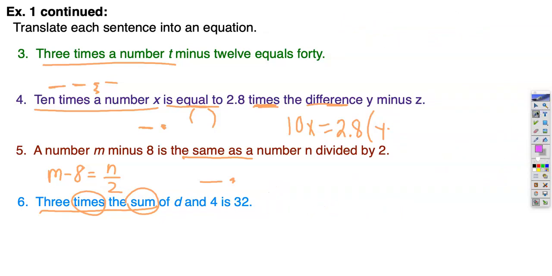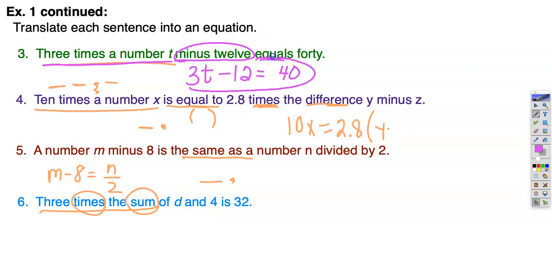All right, so let's review this. The first one right here says 3 times a number t. That's going to look like this. 3 times the number t minus 12. So here's our minus 12. And then we have equals, so equals 40. So there's your algebraic equation.